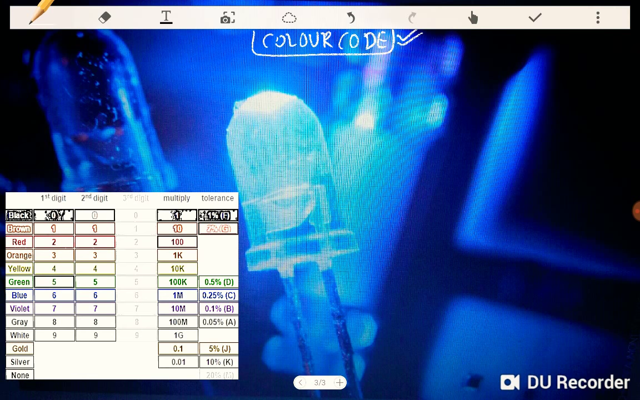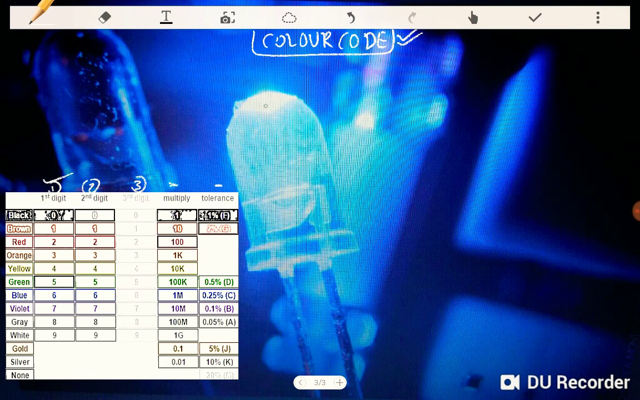So the first thing that we have to know about the color code is this table. This table is a very important table. What does this mean here? The first digit, the second digit, the third digit, the multiplier, the tolerance level. What does that mean? It might be a new thing to you, but it is very easy. Now I will show you a demo.